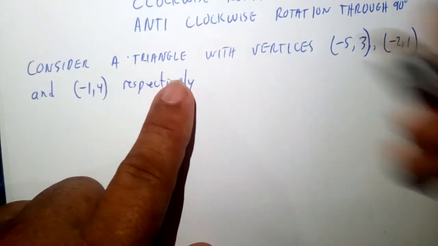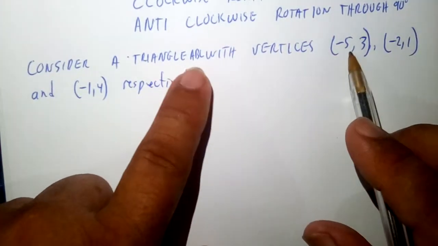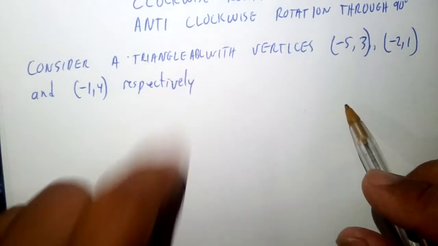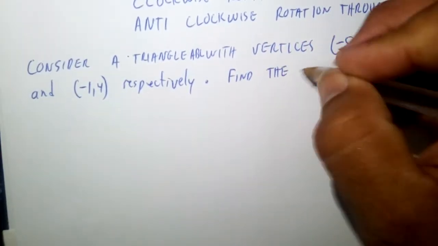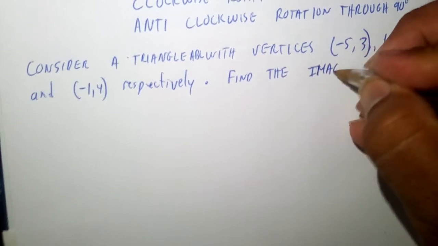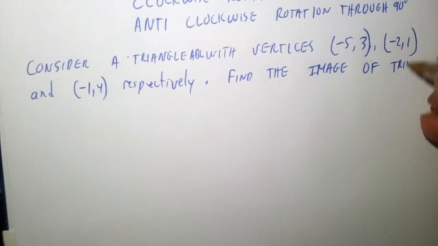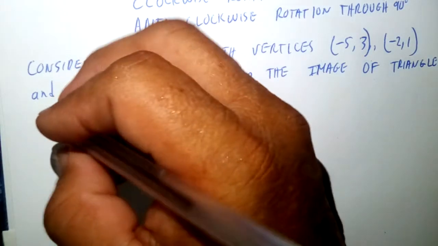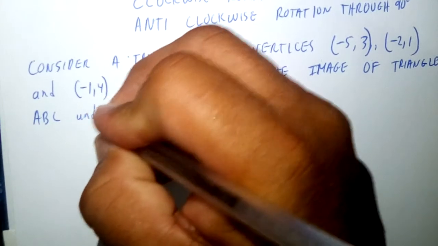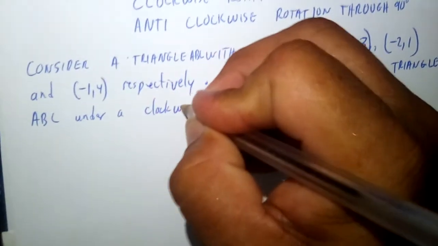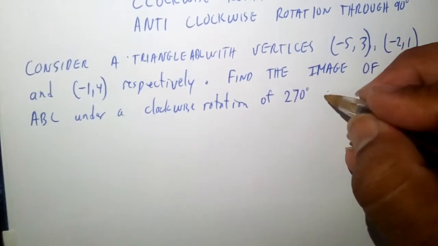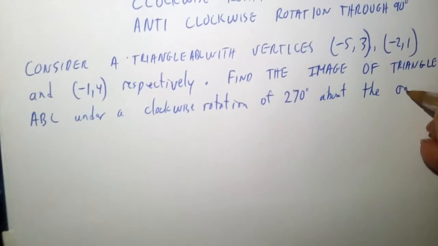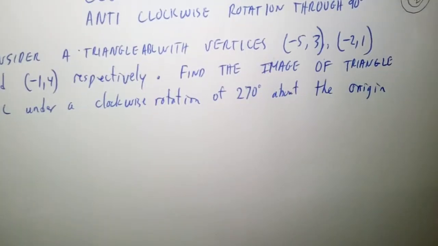Did we give a label to the triangle? No, not yet. Well, let's call it A, B, C. This means this is for point A, this is for point B, and this is for point C. Okay, now find the image of triangle ABC under a clockwise rotation of 270 degrees about the origin. Okay, so that's what this means.